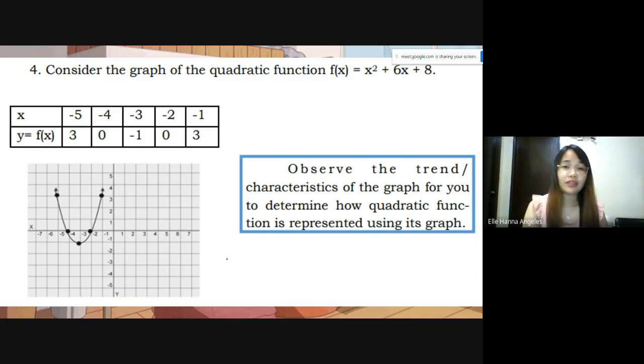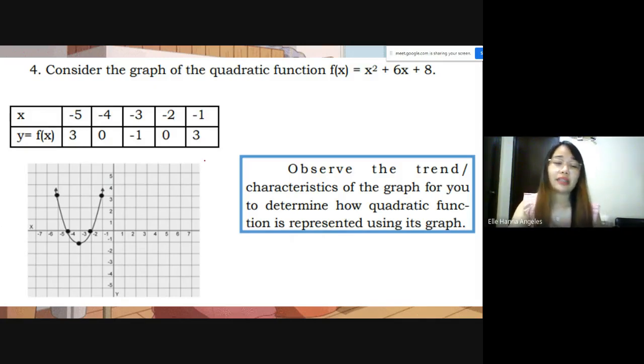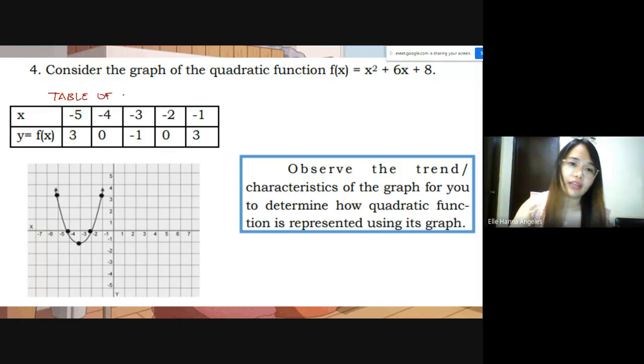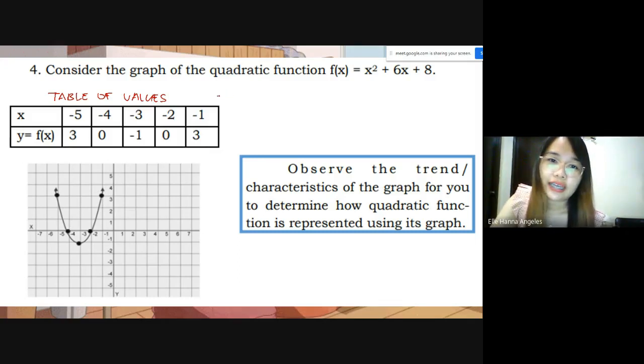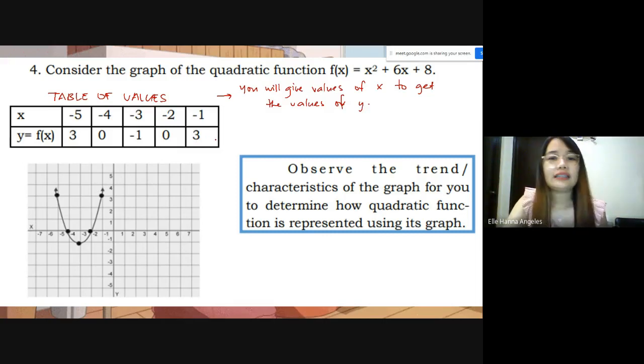So, pakita natin yung itsura ng isang quadratic function. So, yung itsura ng quadratic function, katulad ng x squared plus 6x plus 8, na ginamit ang f of x, pwede mo siyang mag-graph sa pamamagitan ng paggawa ng table of values. So, ito yung tinatawag na table of values. Na itong table of values na ito ay ikaw ang bahalang maglagay ng values ng x. Tapos, makukuha mo yung value ng y. So, lagay natin, you will give values of x to get the values of y. Okay. So, let's have an example.